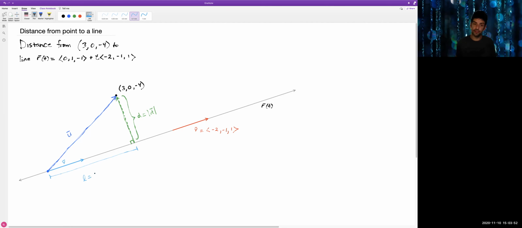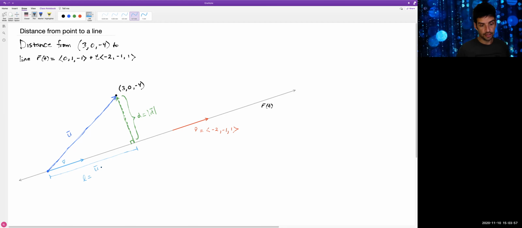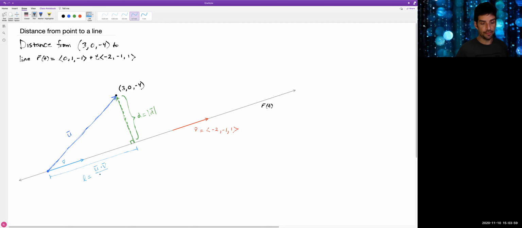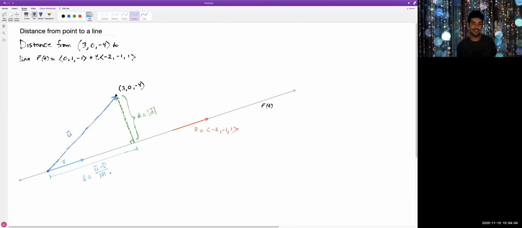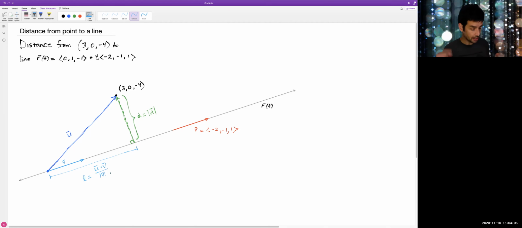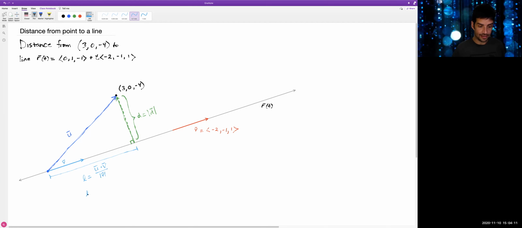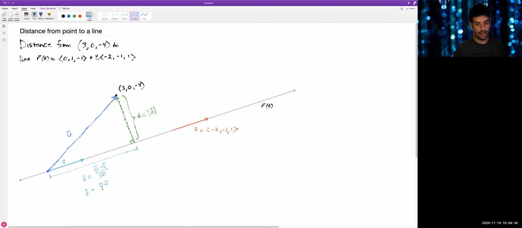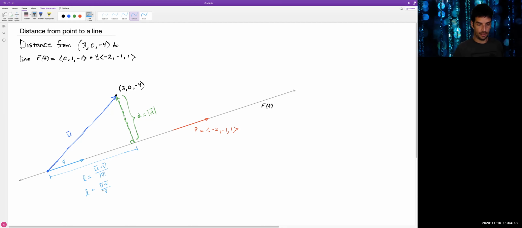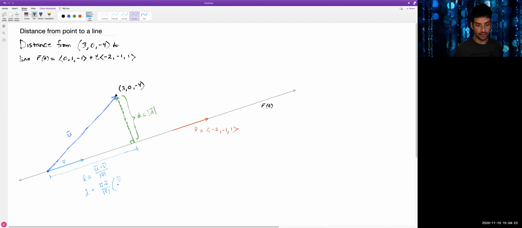I'm not going to go through this derivation, but if you remember from the dot product, if I take u dot v divided by the magnitude of v, I get this distance. Then I can take that distance and multiply it by a unit vector in the direction of v.